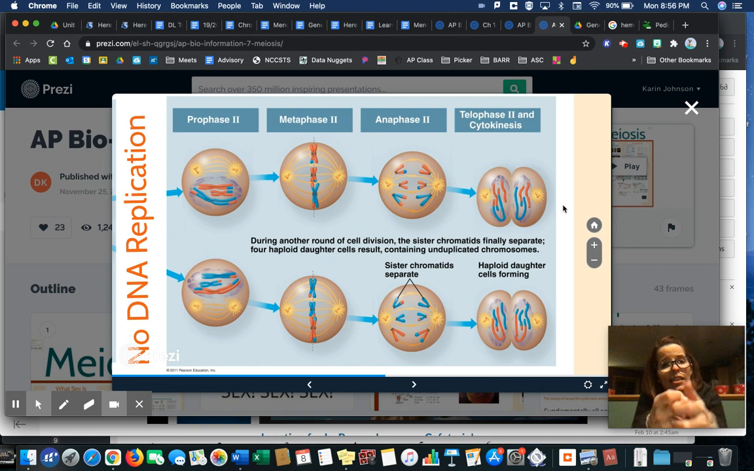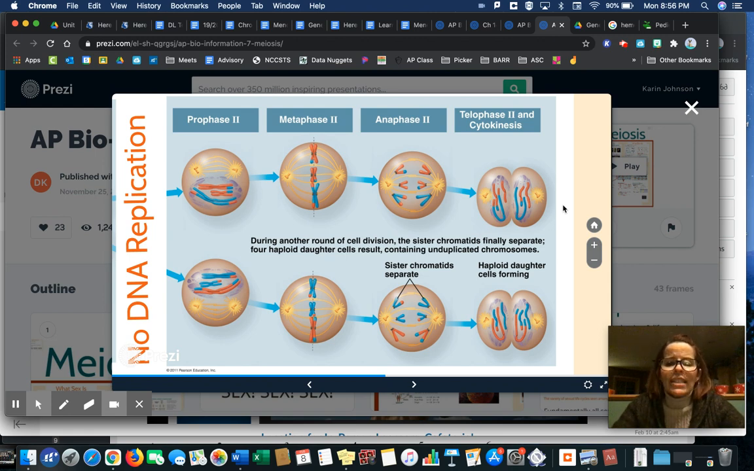Then anaphase, the bivalent chromosomes get ripped in half. So now it's a monovalent chromosome going to each side. Remember that the monovalent chromosomes are supposed to be identical copies of each other. However, because of crossing over, they're not always identical to each other, and that's adding to our genetic diversity. And finally, in that last stage of telophase 2, the cell divides again.